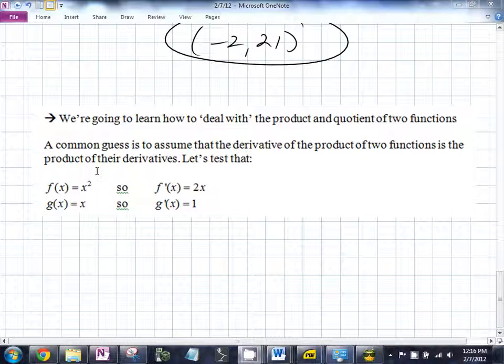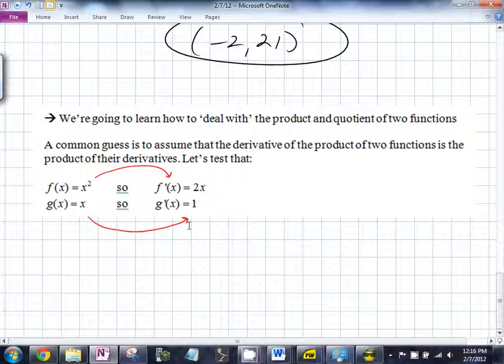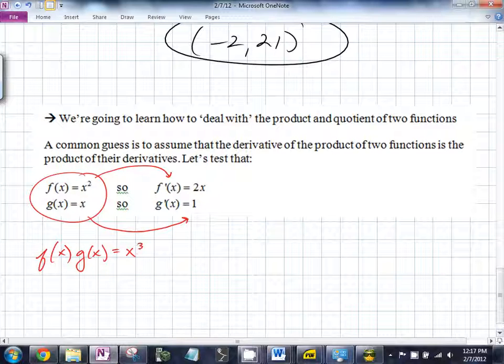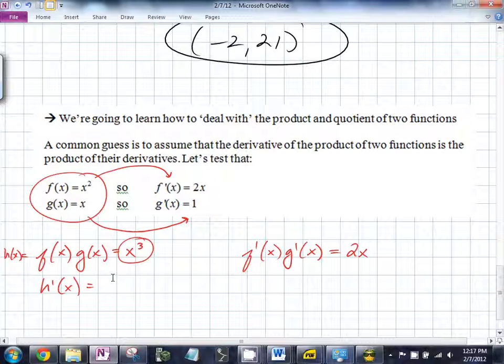So what's the derivative of x squared? We know that already. It is 2x. What's the derivative of g? 1. In this case, because g is x, the derivative is 1. What is f of x times g of x? That's going to equal x cubed. What is f prime of x times g prime of x? 2x. If f times g is a new function, we'll call it h of x. Can someone tell me what h prime of x is equal to? 3x squared.